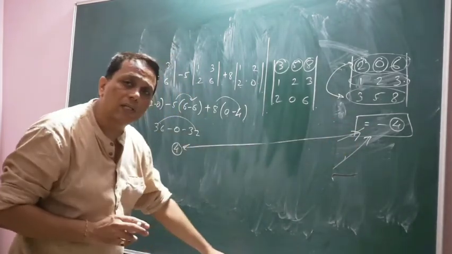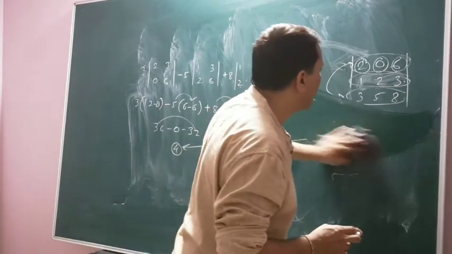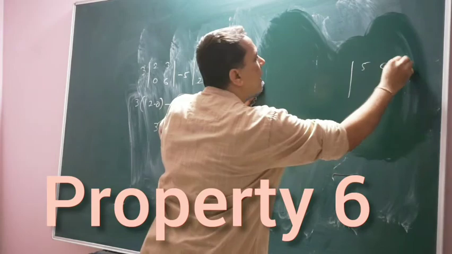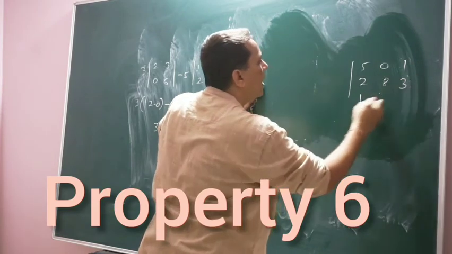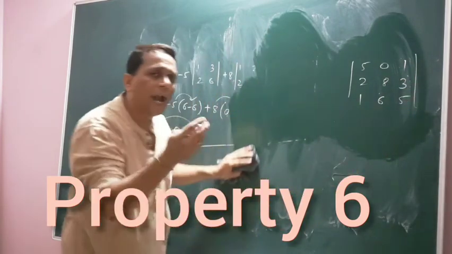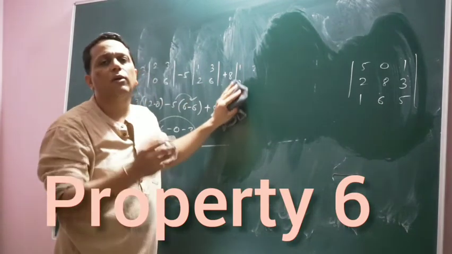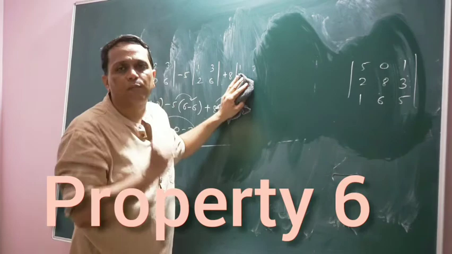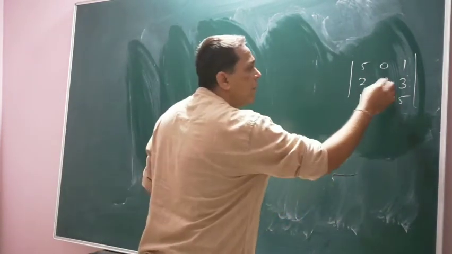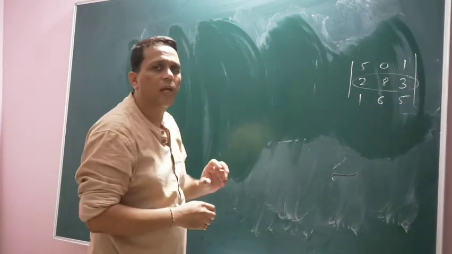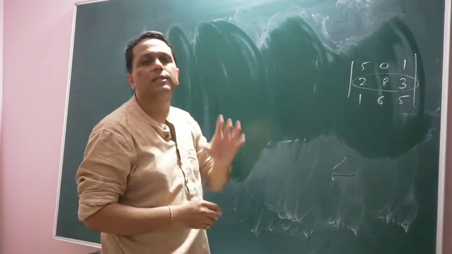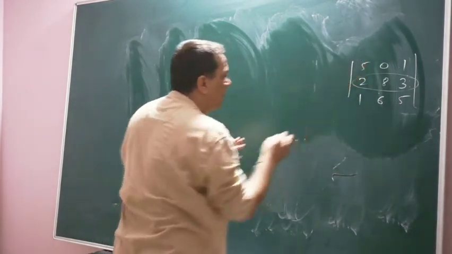Only one property is remaining. That property is, we can multiply any row or any column of a determinant by any number and add it to the corresponding elements of other row or column, then the value still remains same. Example, if I multiply this row by 2 and add it to the third row, the value will still remain same. First let's find the value of this determinant.